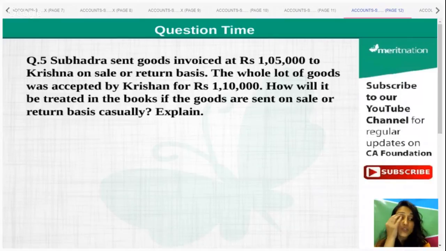And why is it so? See, when the goods are accepted at a higher price than the invoice price, which was 1,05,000 in this case, and goods were accepted at 1,10,000, then the sales account is credited and the debtors account gets debited with the difference in the price, which is 1,10,000 minus 1,05,000, that is 5,000. Okay.